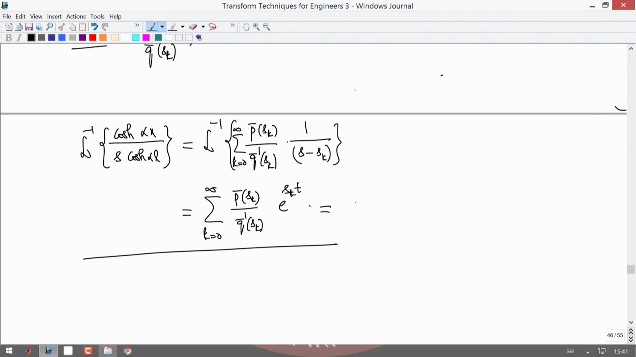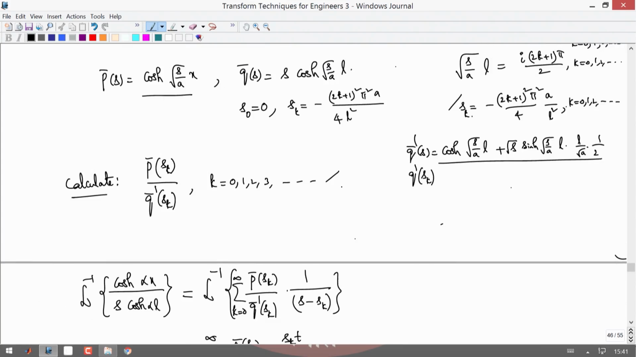And finally you end up seeing that this is going to be some kind of, for k equal to 0 you end up getting 1, and you see the other terms are like, no, not 1. So, let me not write this. Okay. As such I will leave it here, let us not do any calculations here.